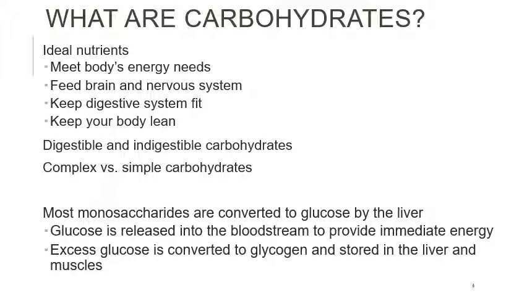In this chapter, we're going to talk about digestible and indigestible carbohydrates and complex versus simple carbohydrates. Most monosaccharides are converted to glucose by the liver. Glucose is released into the bloodstream to provide immediate energy. Excess glucose is converted to glycogen and stored in the liver and muscles. You're like, those words sound foreign. So let me explain them.